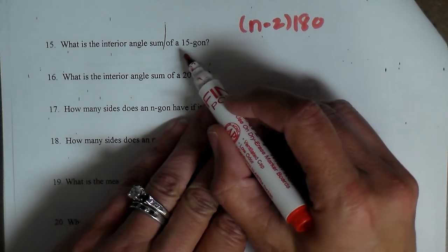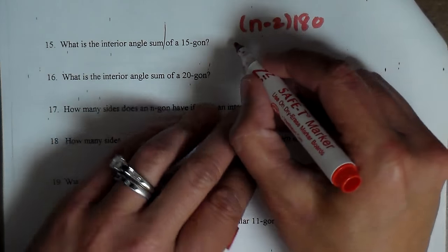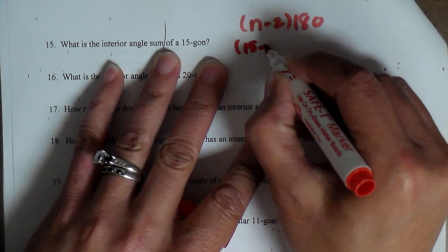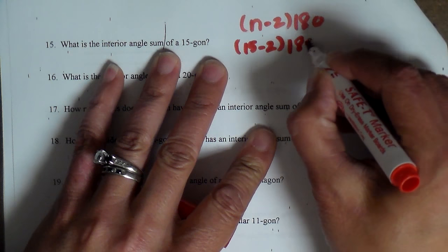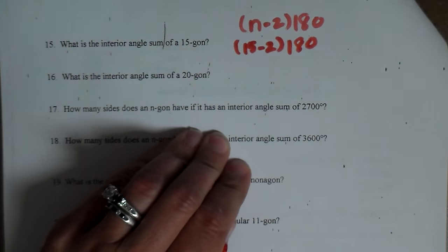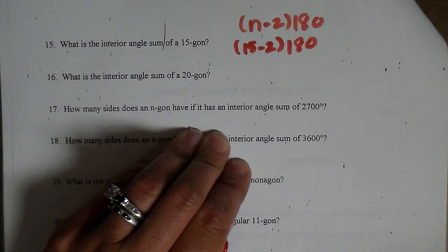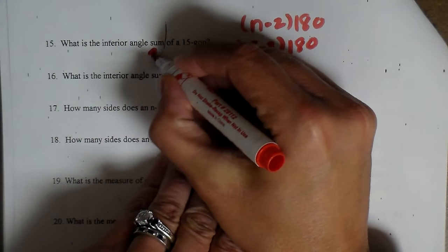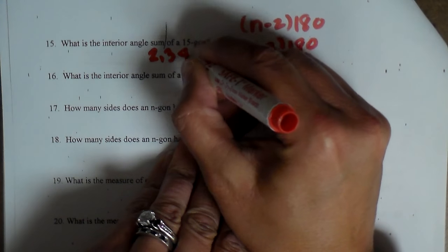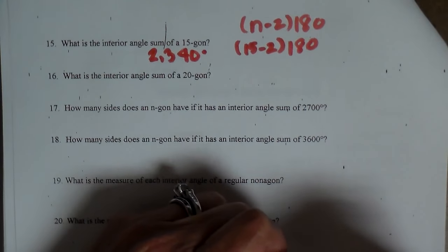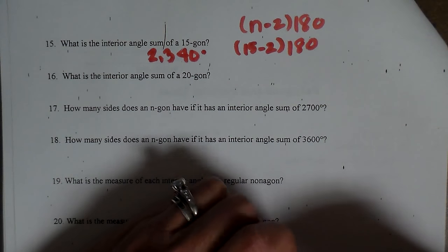So for a 15-gon, all I'm going to do is substitute 15 in for n. So I'll do 15 minus 2 times 180. 15 minus 2 is 13, which means there's 13 triangles here. So that would be 2,340 degrees. That's how I do the interior angle sum of a polygon.